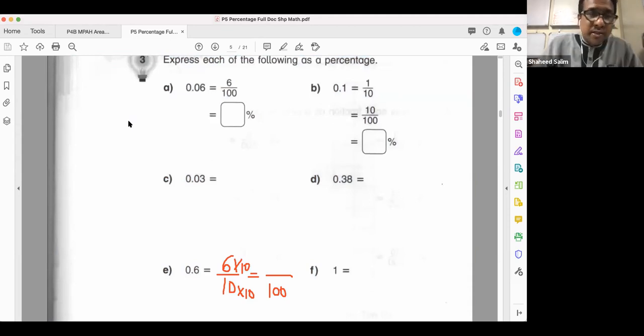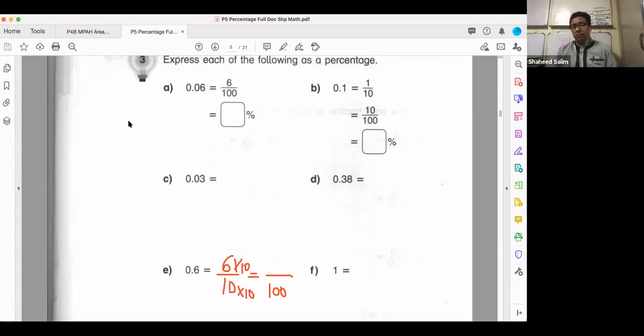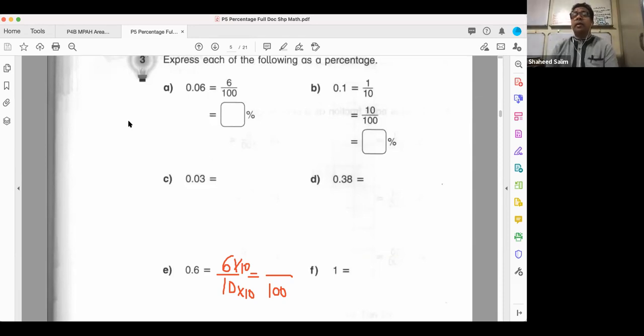Syakil, what's the answer for question C? 3/100. So how many percent is that? 3%. What about D? How many percent? 38/100. So how many percent is that? 38%. Well done, Shalina, congratulations for D.